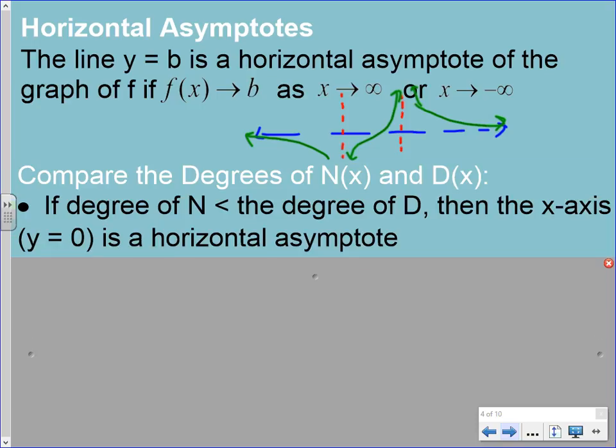0. Say with confidence. If our numerator has a smaller degree than the denominator, our horizontal asymptote is y equals 0.